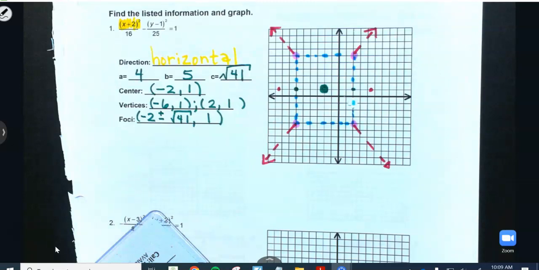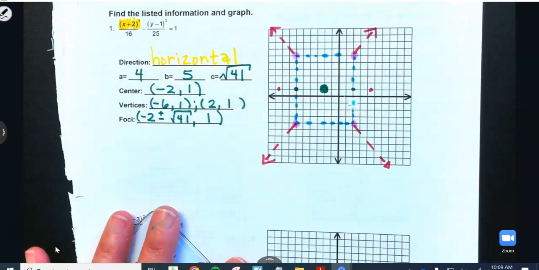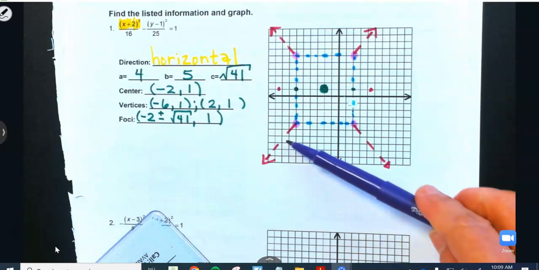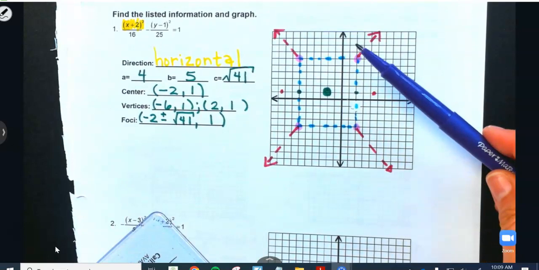Okay, now do your thing. Draw your branches, hug your asymptotes. You can connect the box if you want. It's just not necessary, and I like my graphs less cluttered. You can certainly go ahead and connect them. Just make sure it's dashed.